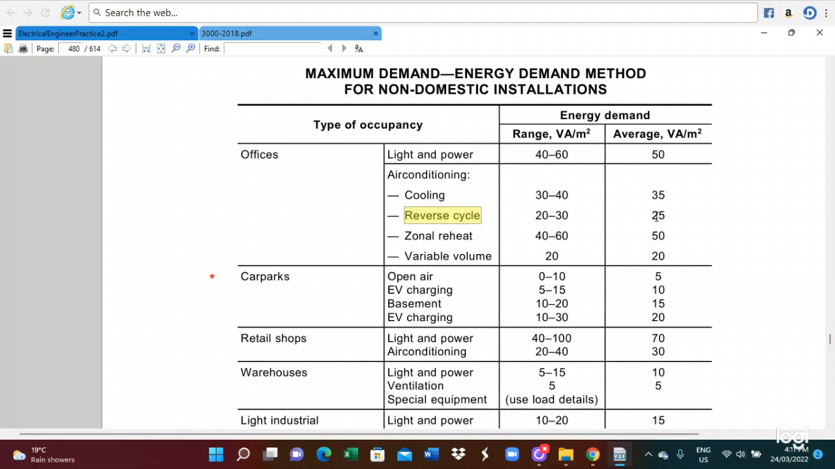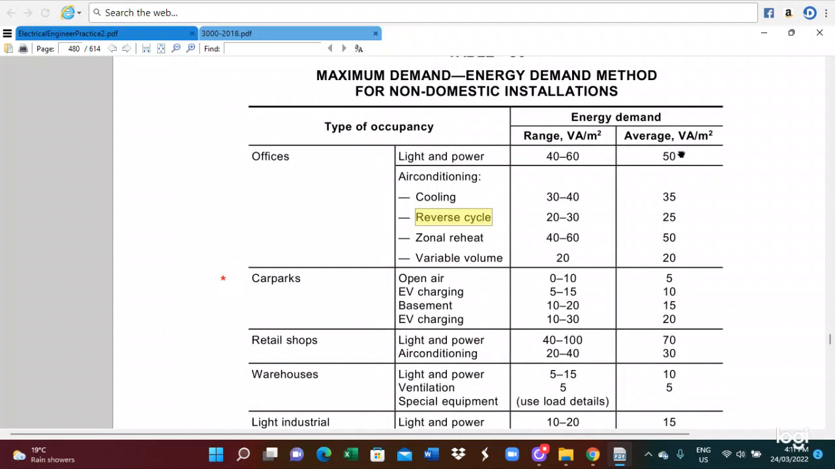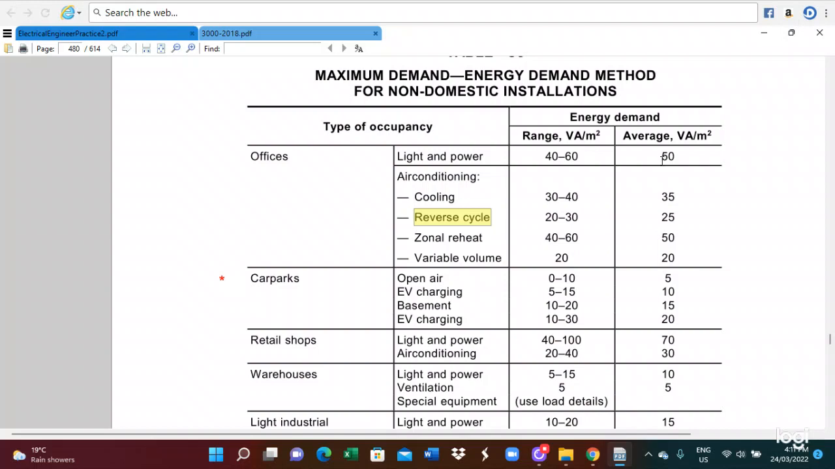So you have to refer the light and power for the office is 50 volt per meter square. And also the reverse cycle air conditioning, we have to refer to 25 volt per meter square. And for the retail shop, light and power is 70 volt per meter square, air conditioning 30 volt per meter square. So those are the volt per meter square values given for this kind of installation.